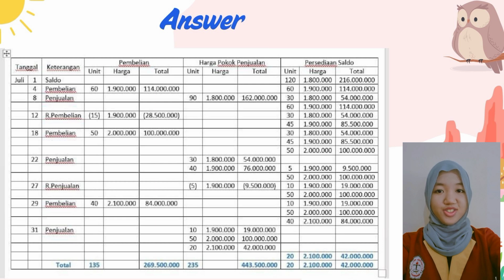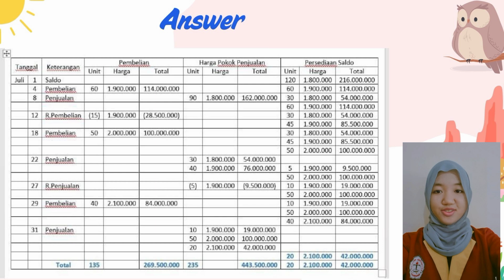3. Sales, July 8th, 90 units. Sales take from beginning balance first, FIFO. 90 units, 1,800,000 Indonesian rupiah. Remaining inventory. 30 units, 1,800,000 Indonesian rupiah. 60 units, 1,900,000 Indonesian rupiah.